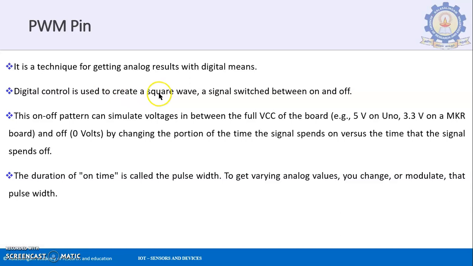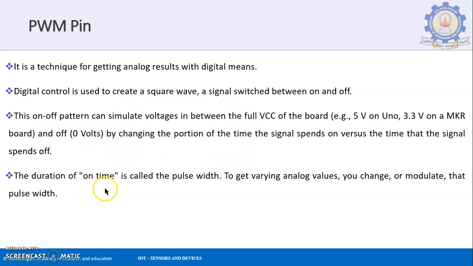Digital control is used to create a square wave, a signal switched between on and off. So digital control is used to create a pulse or a particular square wave, a signal that is either on or off. This on-off pattern can simulate voltages in between the full VCC provided by the input, which can be 5 volt on an Uno or 3.3 volt on another board, and 0 for off. This is done by changing the portion of time the signal spends on versus the time the signal spends off, that is, the supply voltage with respect to the ground voltage. This on to off time ratio is what we are talking about here.